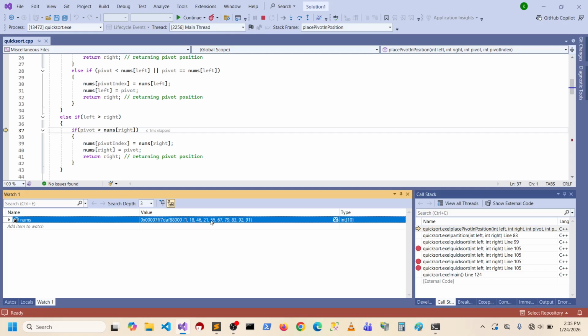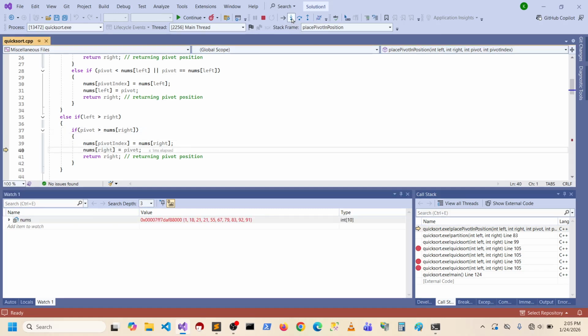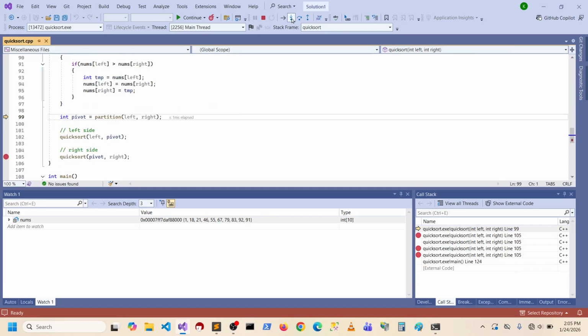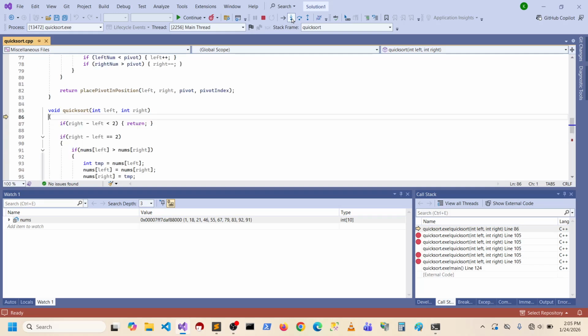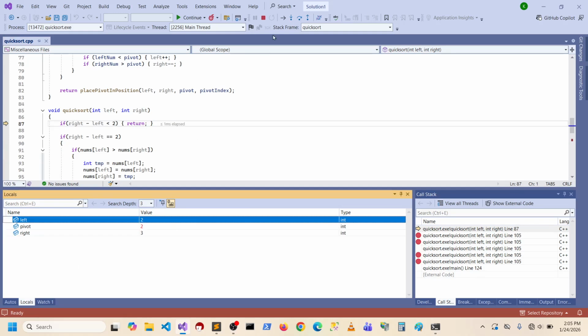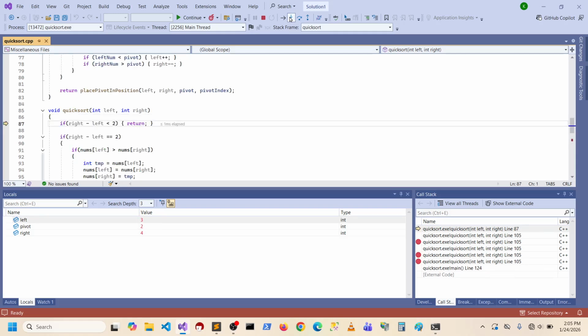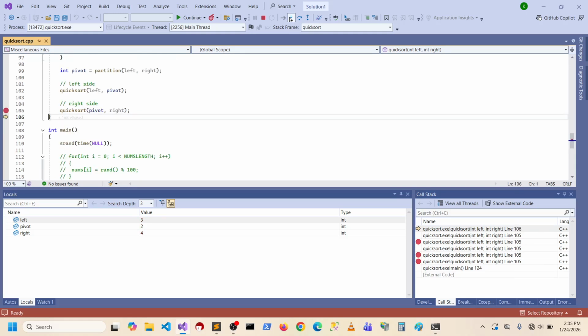Right is 21, left is 55. So it should exchange with right. Yes, it is. So those exchange. And it returns that. Goes to left. Left shouldn't be doing anything. Returns. Now we quicksort right. 3 and 4. That returns.